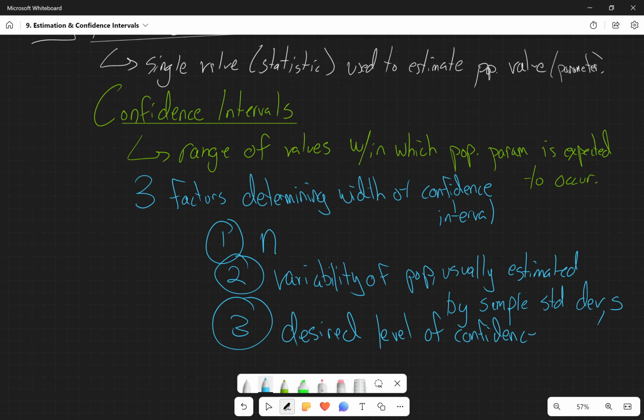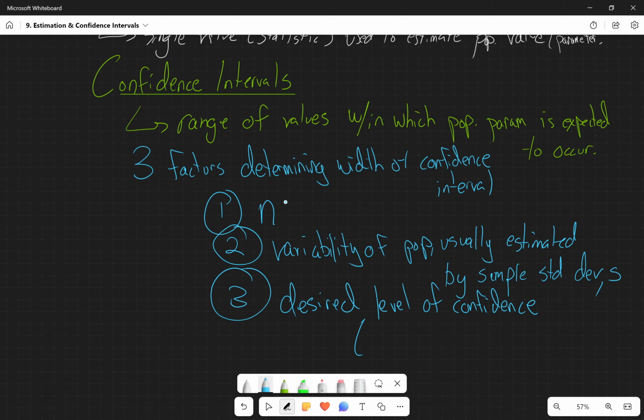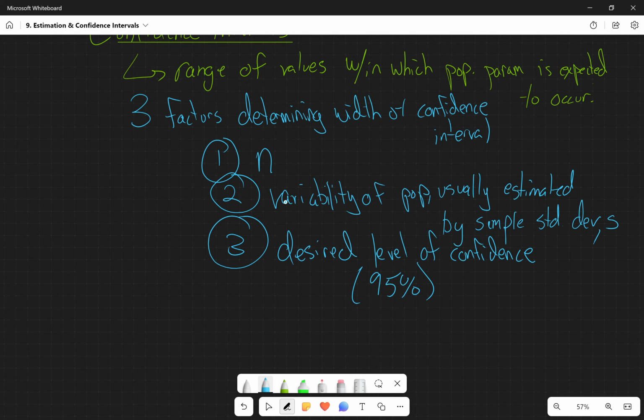Now, most of the time, the desired level of confidence, the kind of standard, is 95%. But there's other ones, right? There's 90% confidence, there's 99% confidence, so on and so forth. Okay, we will pick up with this on Monday with the confidence interval formula.